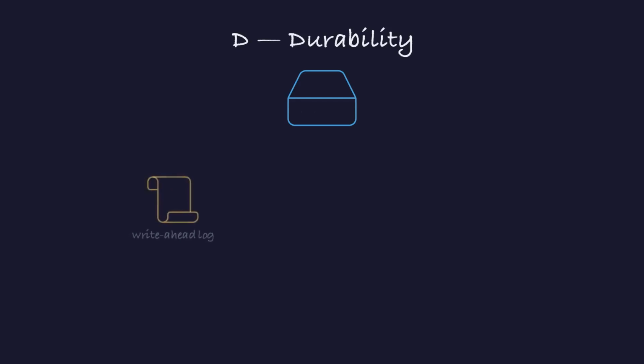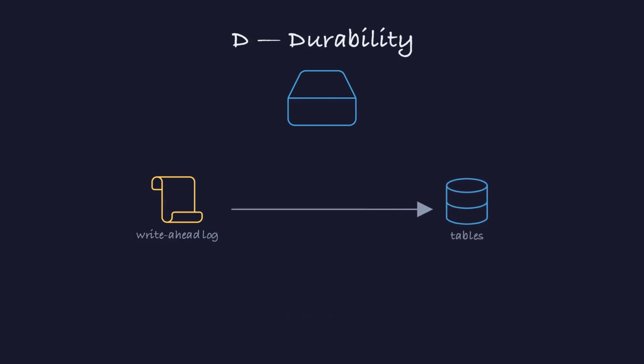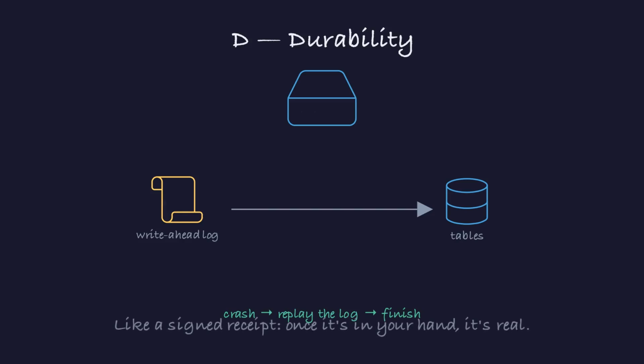How? That write-ahead log again. Changes go to the log first. After a crash, the database replays the log and finishes the job. Think of a signed receipt. Once it's in your hand, the transaction is real. The store can't claim it never happened.